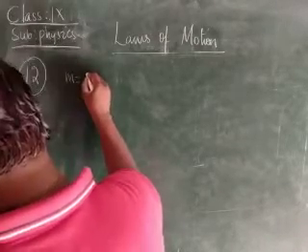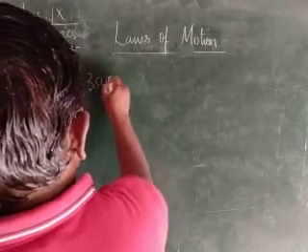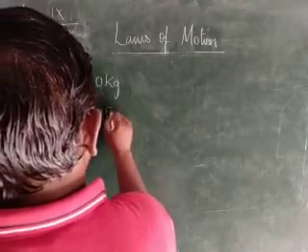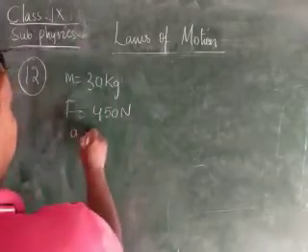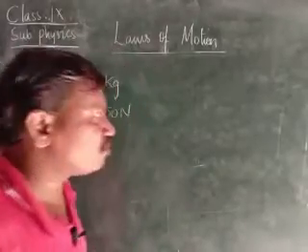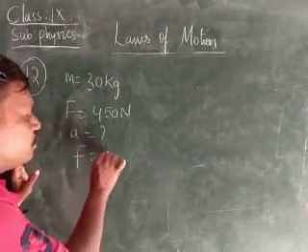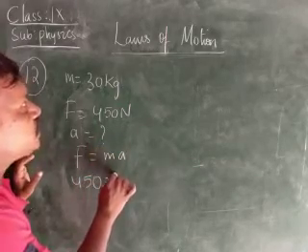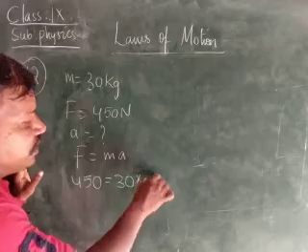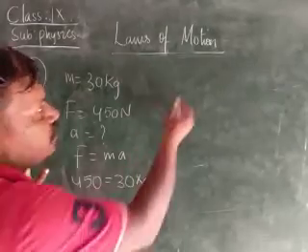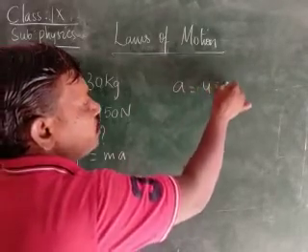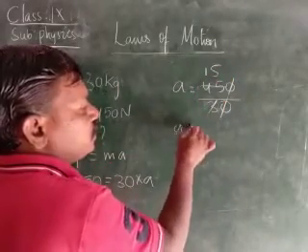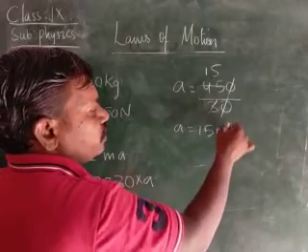Mass is given as 30 kg. Here force is also given, children. Force is given as 450 newtons. He is asking to find out acceleration. Same formula, children. F is equal to ma. F is 450. Mass is given as 30 into acceleration. Here acceleration is equal to 450 by 30, that is 15. A is equal to 15 meter per second square.